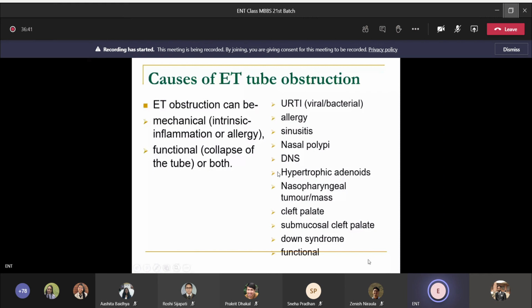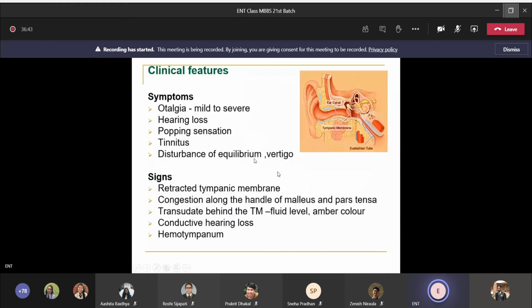Now, what are the different symptoms of eustachian tube dysfunction? First will be mild to severe otalgia.